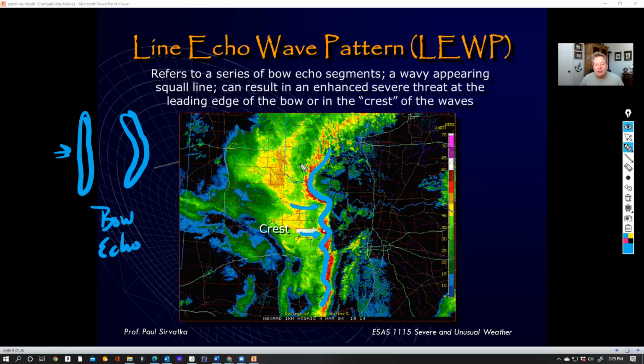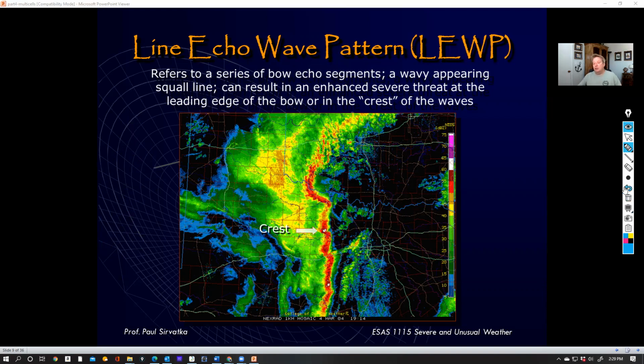Well, if I have a series of these bows, bow 1, bow 2, bow 3, bow 4, then I get what's known as a line echo wave pattern. So you're going to add these things to your acronym list: LEWP, L-E-W-P, line echo wave pattern. It's just whenever you see a squall line with lots of little squiggles in it, then you know you got something.